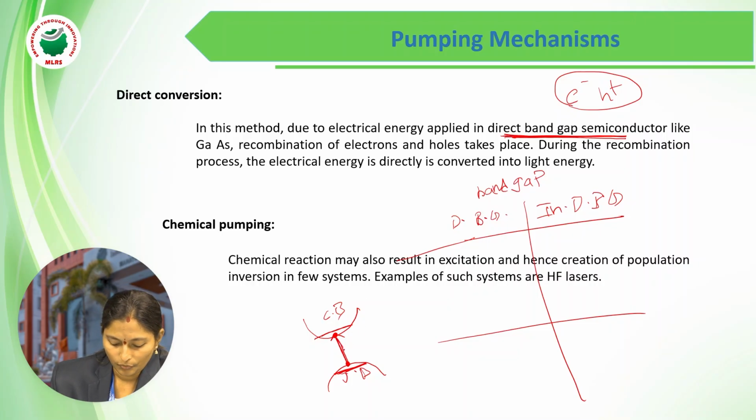So here, we don't need to give extra energy. We give only one energy, which we call photon energy. That means both the energy and momentum are conserved. Here we have lower band gap values. Whereas in indirect band gap, I will explain again.